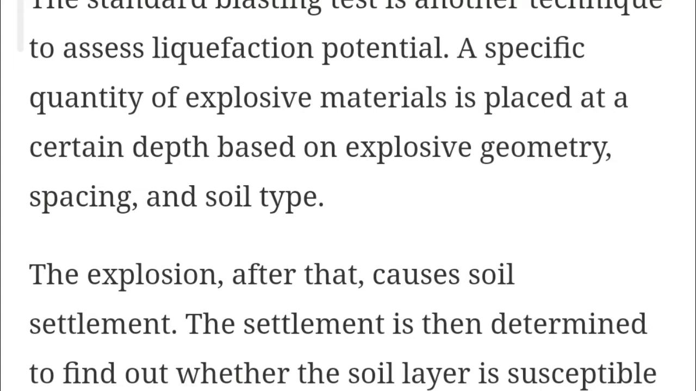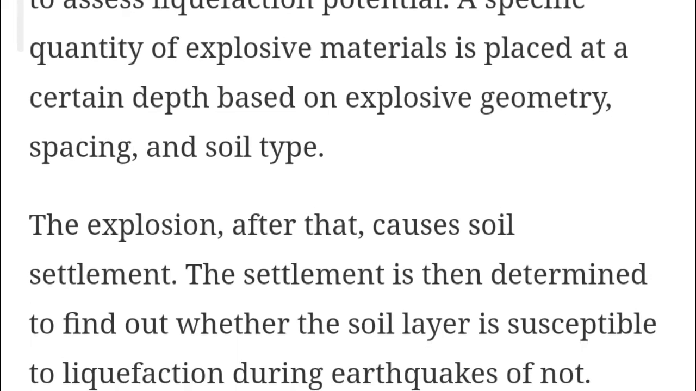The standard blasting test is the main technique to assess the liquefaction potential. A specific quantity of explosive material is placed at a certain depth based on the explosive geometry, spacing and the soil type. After the explosion, the settlement is determined to find out whether the soil layer is susceptible to liquefaction during an earthquake or not.